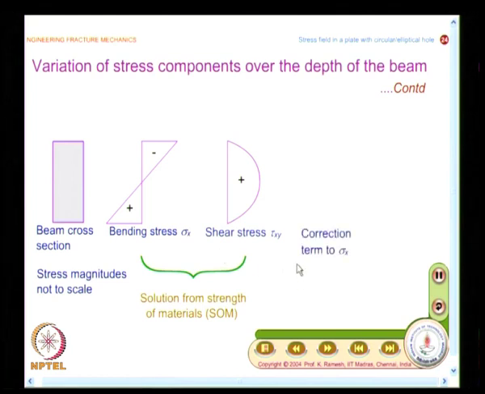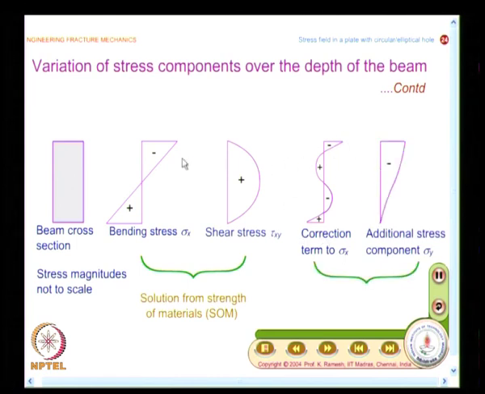and you have the correction term to sigma x. See, this is only a schematic representation, you should not compare the magnitudes of these stresses, and this may be quite small. In order to visualize the variation, it is drawn big. Similarly, is the case for sigma y also. So, you get two additional quantities as part of your theory of elasticity procedure.